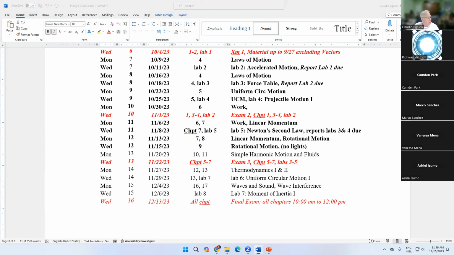What else can we do? Okay. We're gonna work on Newton's second law of rotation. Newton's second law for rotational motion, okay?